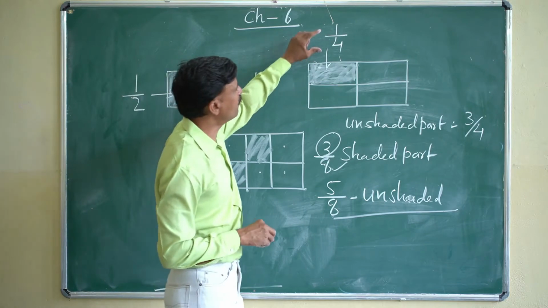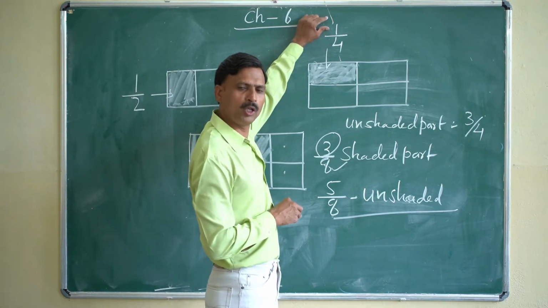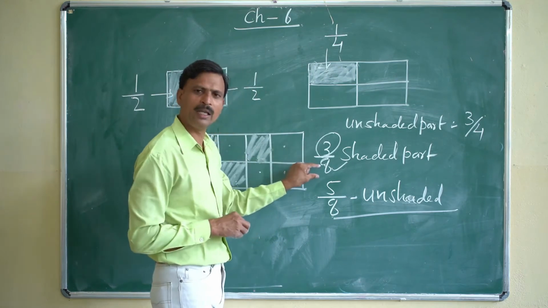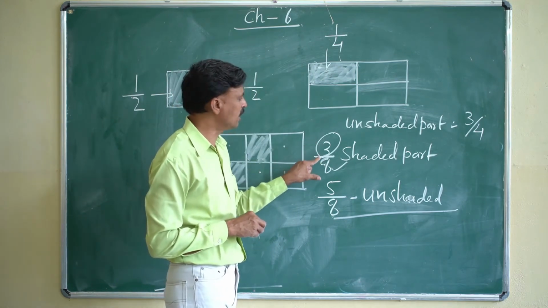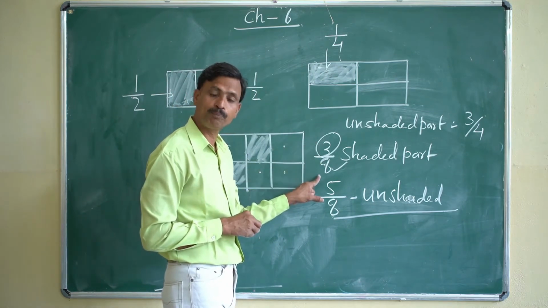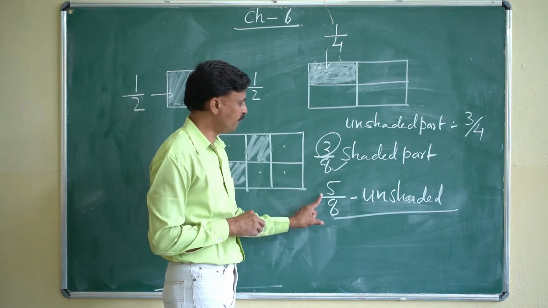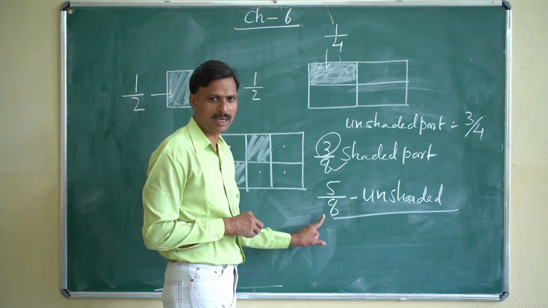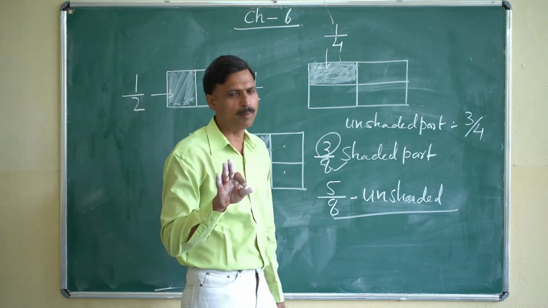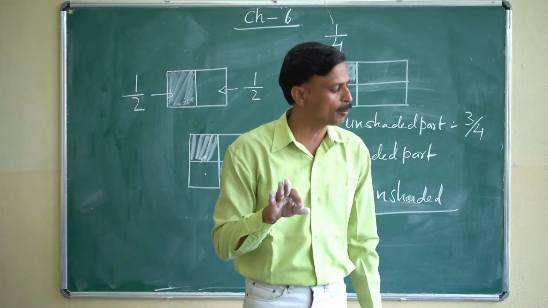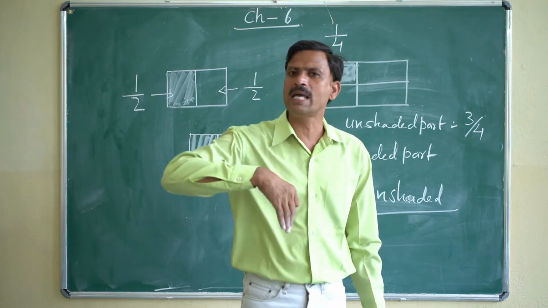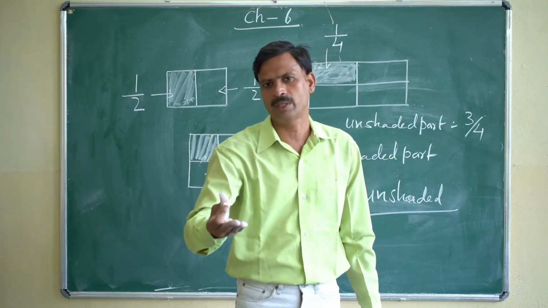Here 1 by 4 is also a proper fraction because the numerator is less than the denominator. Here 3 by 8 is also a proper fraction because the numerator is less than the denominator. Then 5 by 8 is also a proper fraction because the numerator is less than the denominator. So does everybody understand the definition of a proper fraction? In a proper fraction, the numerator is less than the denominator.